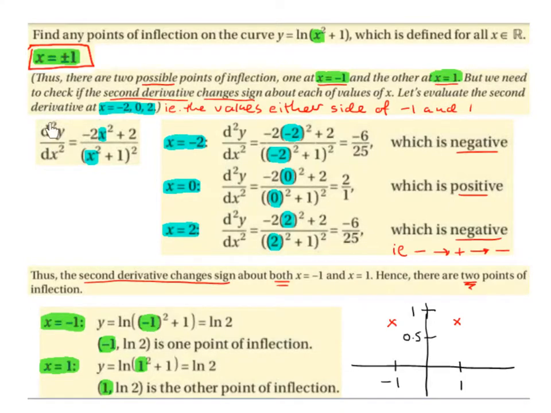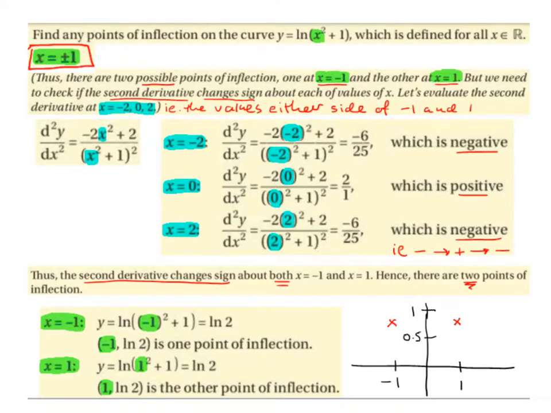So the second derivative is minus 2x squared plus 2 over x squared plus 1 squared. So we're going to swap each of these x's first of all for minus 2. So subbing in minus 2 in place of both of those x's gives us minus 6 over 25, which is a negative value. We're not interested in what the number actually is, just that it's negative.